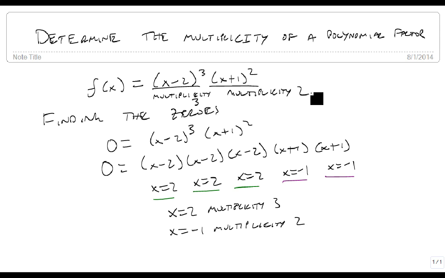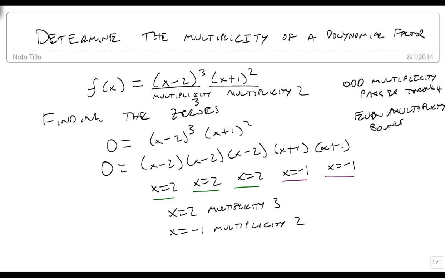And so we'll talk about this in the next section, but for now, I want you to know that when you see an odd multiplicity, that means it passes through. And we'll come back to this in a little bit. But if it's even multiplicity, it bounces. And when we graph polynomials, I'll talk about this in more detail.